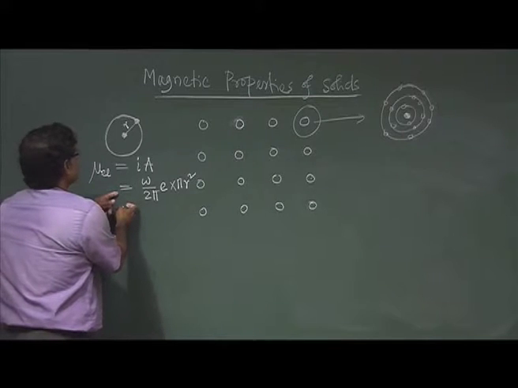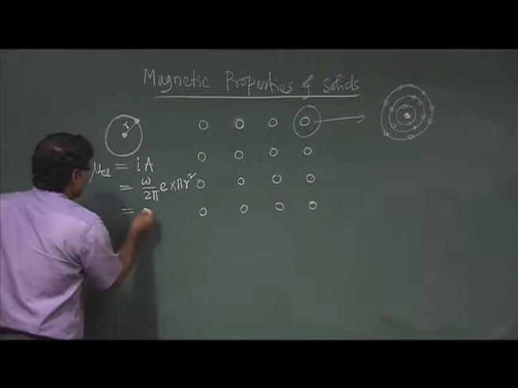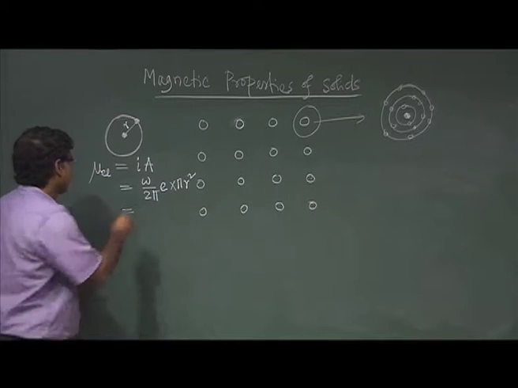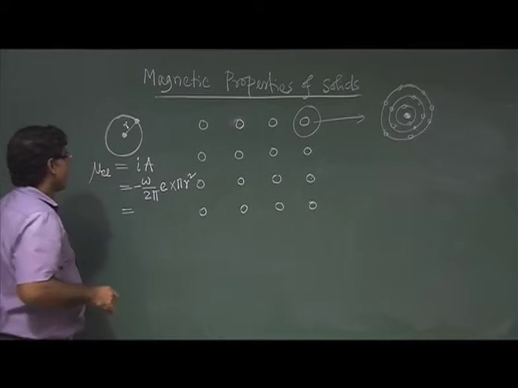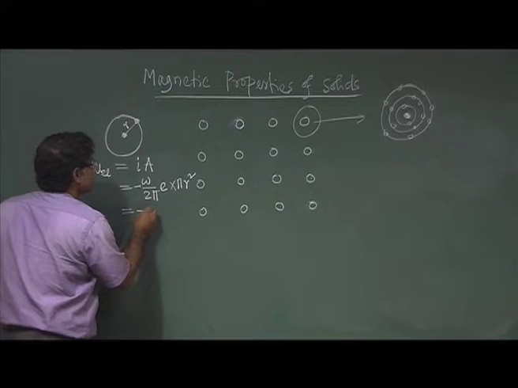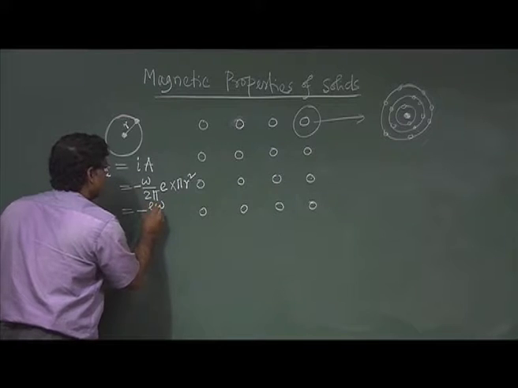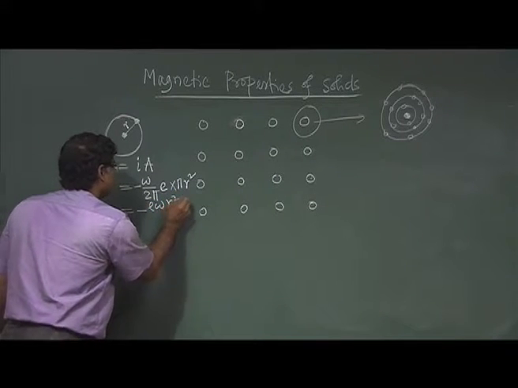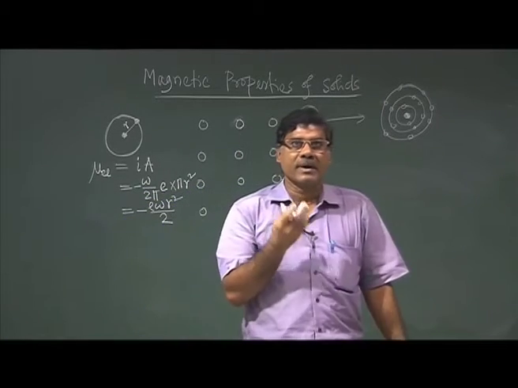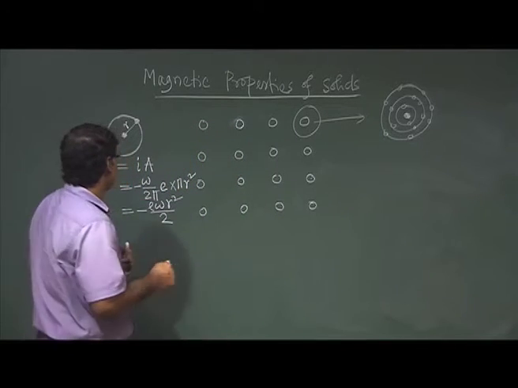So this is giving me, and the electron charge is negative, so I will put a negative sign. So that is minus E omega r square by 2. That will be the orbital magnetic moment of the one electron, right.